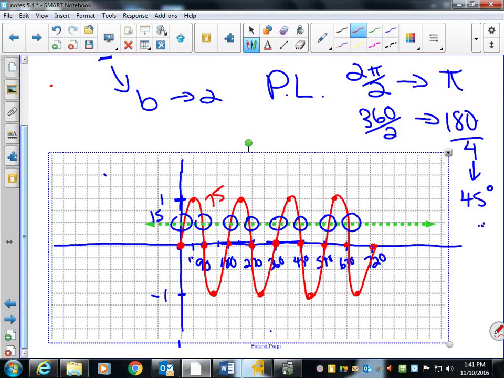So 15, 75, 195, 255, and we'd carry on, right? And so then you take 195 and add 180, take 255 and add 180, take those answers and add 180, and you'd end up with all those answers. Because to get back to this point, you're doing one period length. And that one period length, in this case, is 180 degrees, because that's our period length. Is that good?